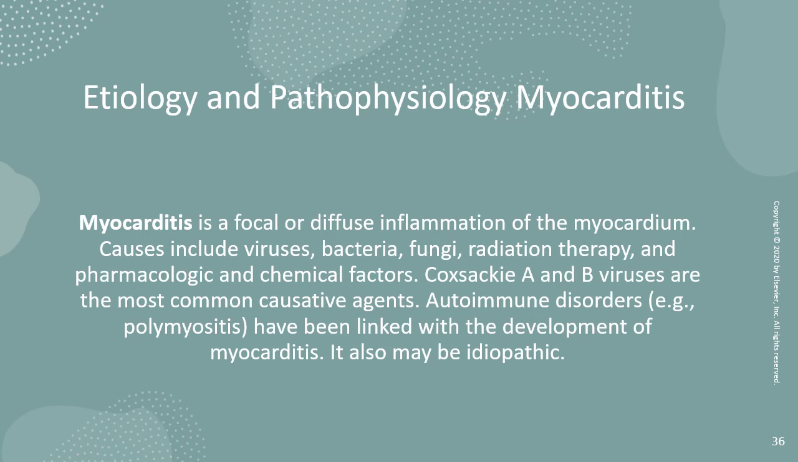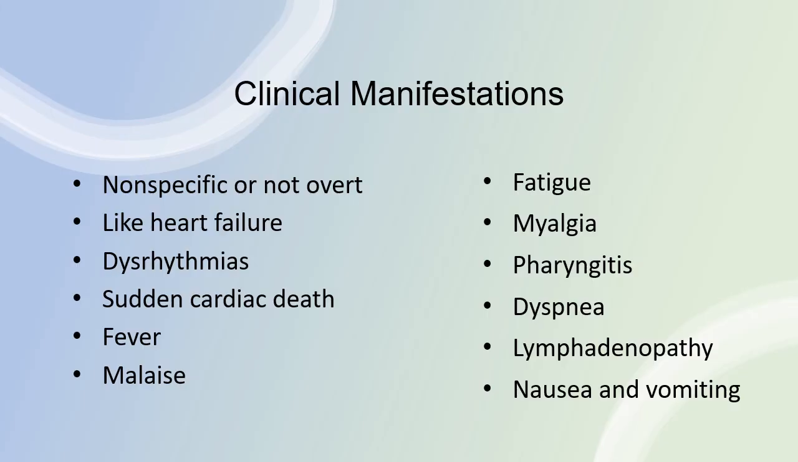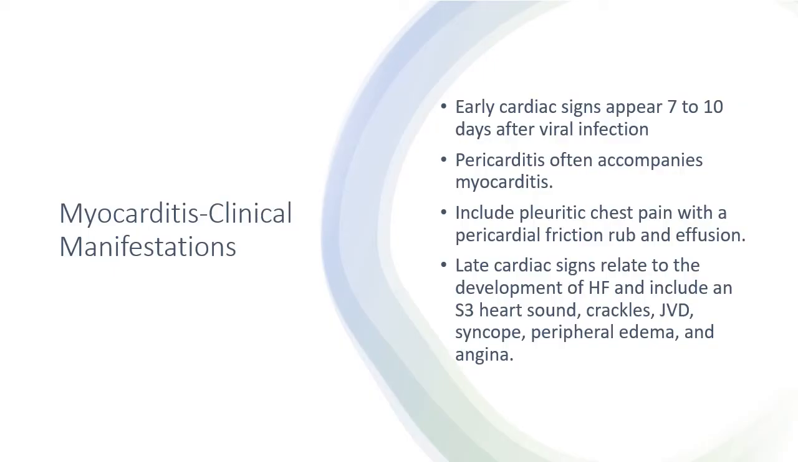The features of myocarditis vary from a benign course without any overt symptoms to progressive heart failure, dysrhythmias, or sudden cardiac death. Fever, fatigue, malaise, laryngitis, dyspnea, lymphadenopathy, and nausea and vomiting are early manifestations of the viral illness. Early cardiac signs appear 7 to 10 days after viral infections because pericarditis often accompanies myocarditis. These include pleuritic chest pain with a pericardial friction rub and an effusion.